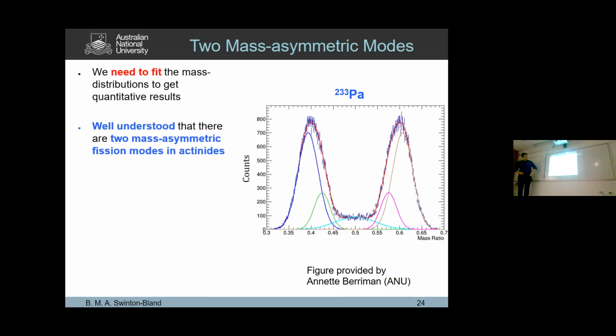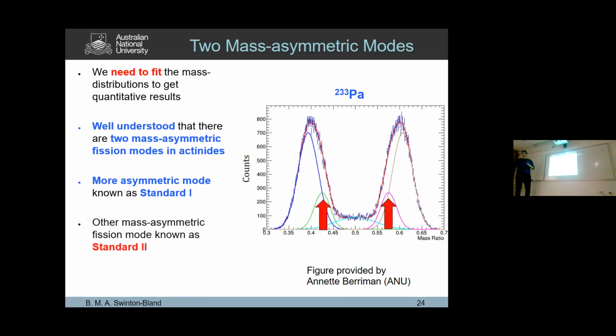And I want to introduce that before the year 2000, it was very well established that there are 2 different modes of asymmetric fission in actinide nuclei. And we're seeing that right here. We're seeing a very mass-asymmetric fission mode, shown by these 2 Gaussians here. And this is called the standard 1 fission mode. And then a slightly less mass-asymmetric, but still mass-asymmetric, fission mode called standard 2. And also in this distribution, we still see a separate symmetric fission component. There is a very complex mixture of different modes going on.